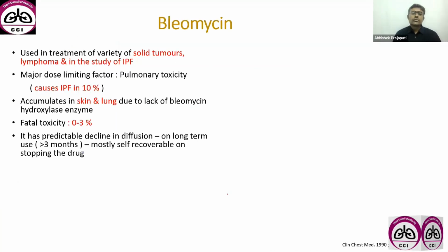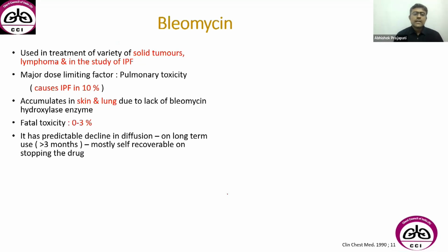Now I will try to discuss three main drugs which most commonly cause lung injury. The first one is bleomycin, the chemotherapeutic agent. It is used in solid tumors, lymphoma, and in the study of interstitial pulmonary fibrosis.